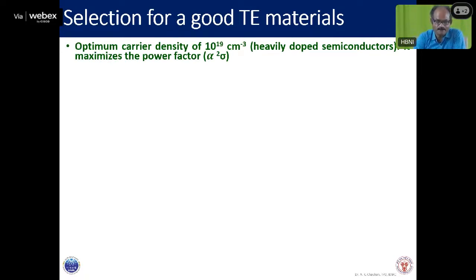Now suppose you want to select good thermoelectric materials. The first thing is the carrier density. Carrier density means the number of electrons present in that material, or holes, holes also in p-type materials. The optimum carrier density is 10^19 per cubic centimeter, which corresponds to heavily doped semiconductors. If you recall, it maximizes the power factor, which is sigma squared.